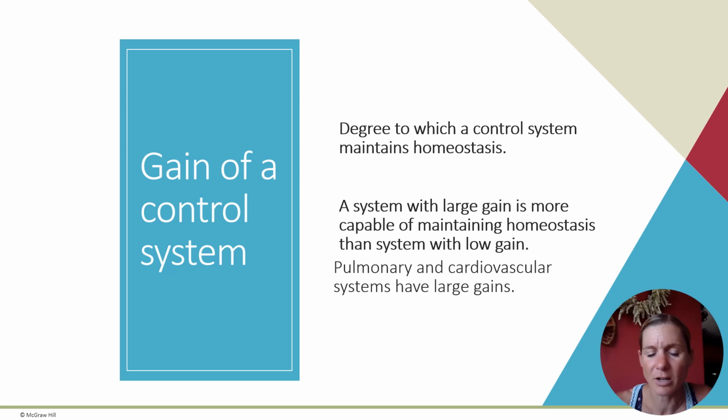So the pulmonary and cardiovascular systems have large gains. They have a great capability of maintaining homeostasis. And that makes sense when we think about what their functions are, right? We need to deliver oxygen and nutrients to all the tissues of the body, including the brain. And we need to bring in oxygen and get rid of waste products. Those are really important systems, and there's not a lot of wiggle room in terms of them being able to do their job.